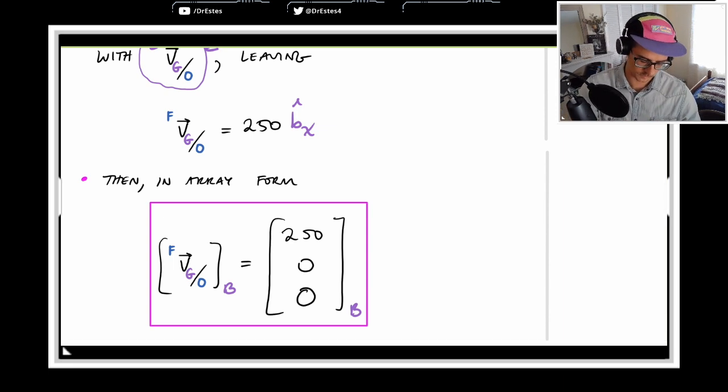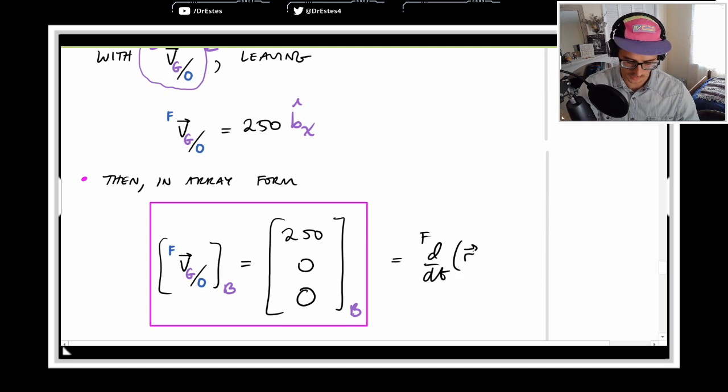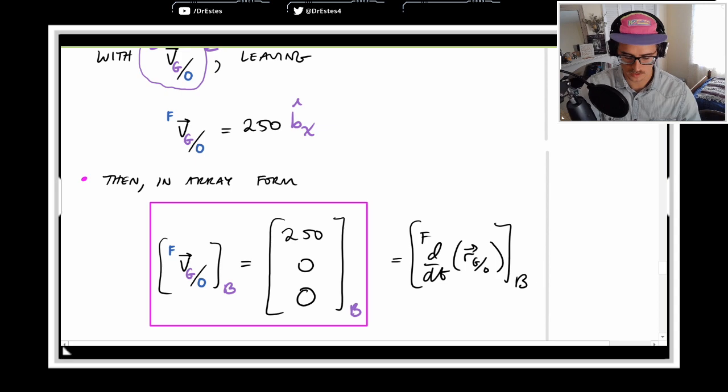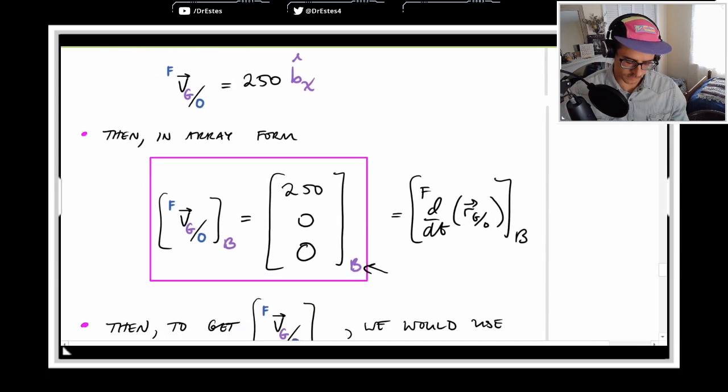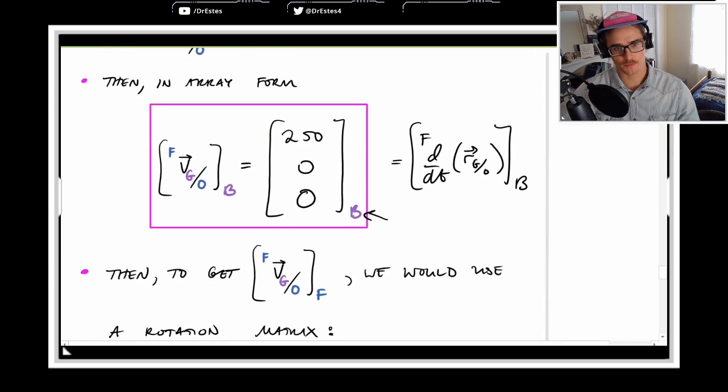So once again, this is the derivative of the position vector with respect to the F frame, but I'm expressing it in B frame components. So even though this is written in the B frame, it is the inertial velocity. Okay. Let's keep going.